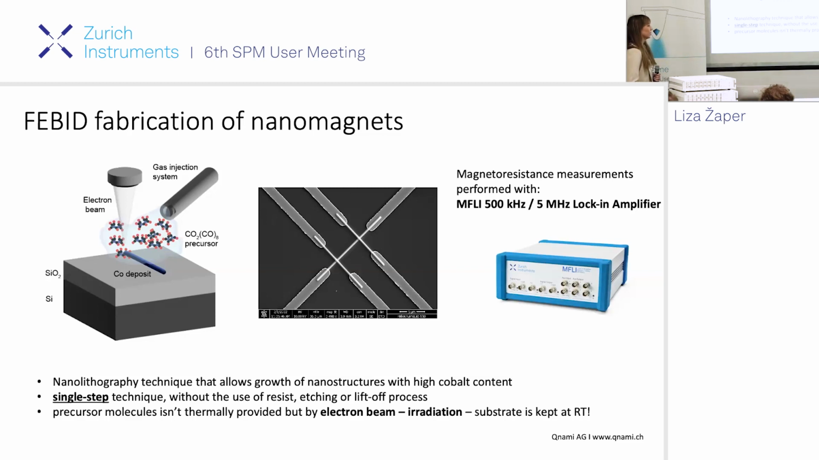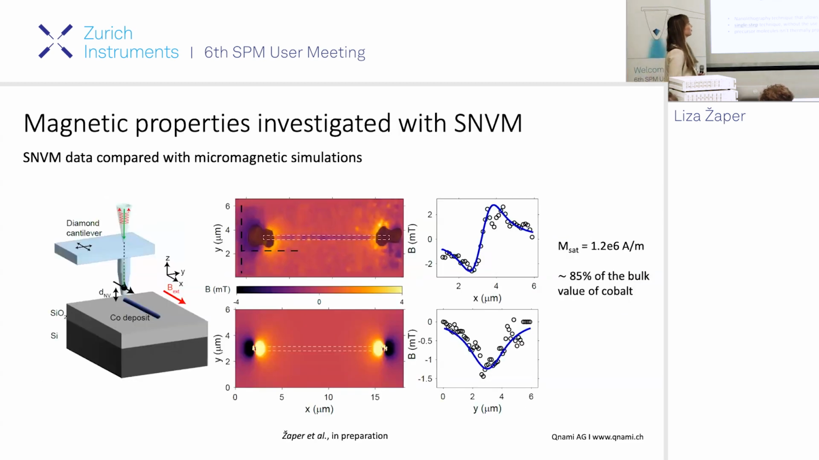First, it doesn't require the use of photoresist, liftoff, or etching, which in turn decreases the probability that you will introduce impurities in your device. Also, it doesn't require thermally provided precursor molecules, but it electrically irradiates the molecules and directly deposits the cobalt structure that you desire. Here on the image in the center, you can see a 6-contact Hall bar structure with cobalt wires deposited on top, which we fabricated in order to measure the magnetotransport properties of our samples. For this purpose, we also used MFLI from Zurich Instruments.